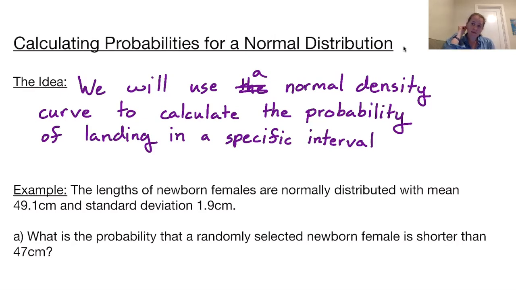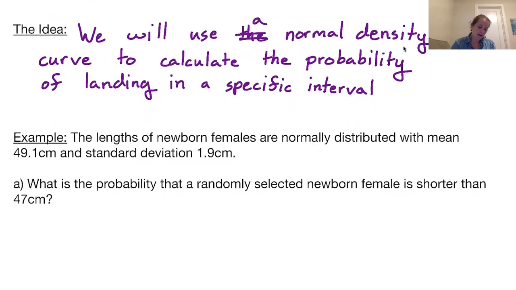It is completely possible to do this with any normal curve. Statisticians traditionally have used the z-score to standardize to a single normal density curve and then do other calculations from there. It is possible, however, to do it straight from the mean and standard deviation and without this.